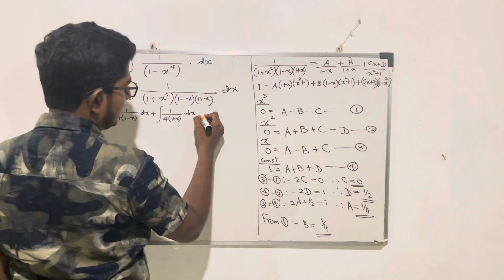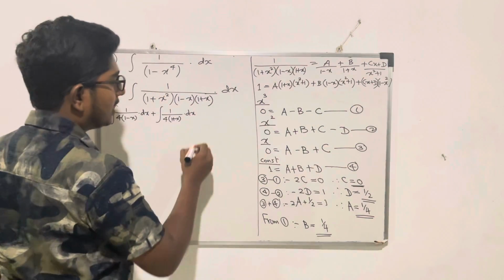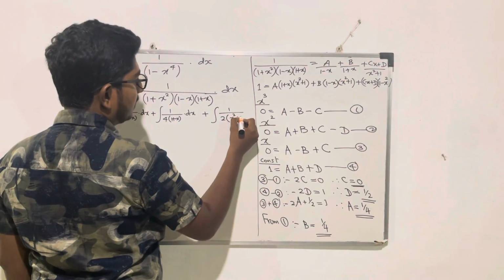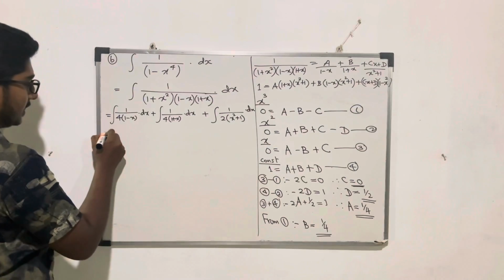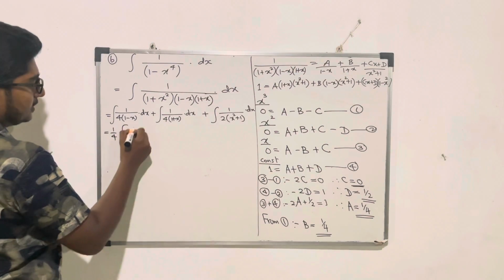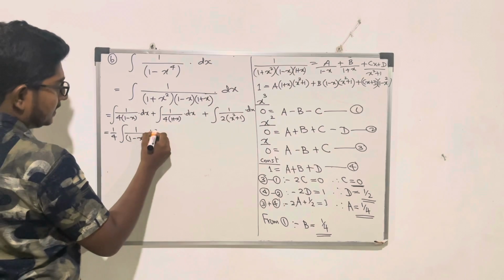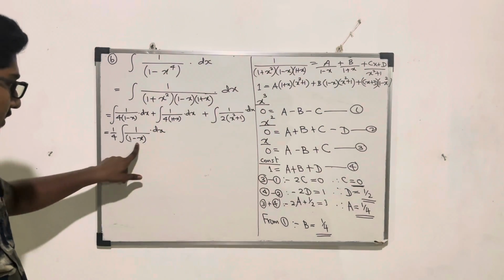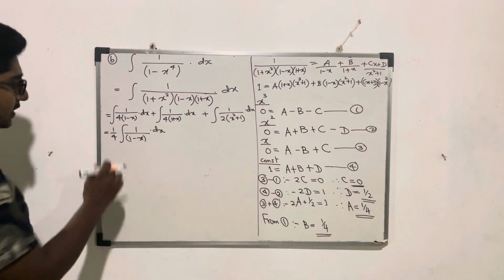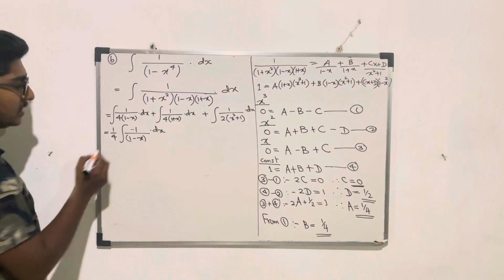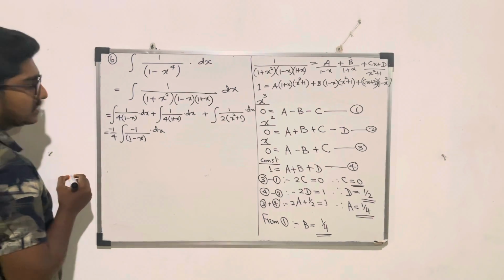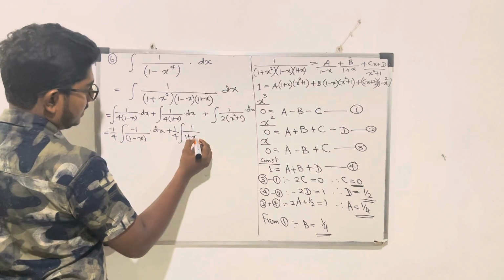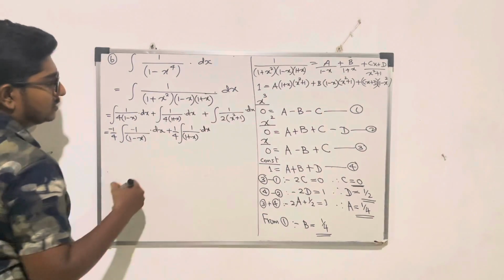Then cx, what is c? That is 0. D is half, therefore it is half integral of 1 over x squared plus 1 dx. So I can take coefficients out. This is 1 minus x. So here we have to write the derivative of the denominator function in the numerator. Derivative is minus 1. To cancel this minus, I will put another minus. Then here 1 over 4. Denominator is 1 plus x. Derivative is plus 1. No change.